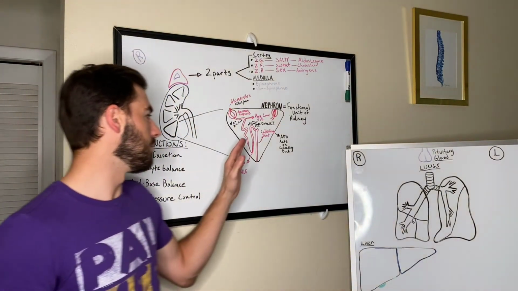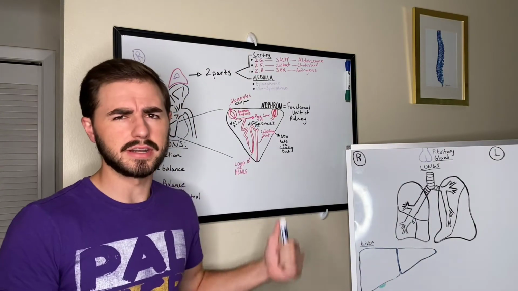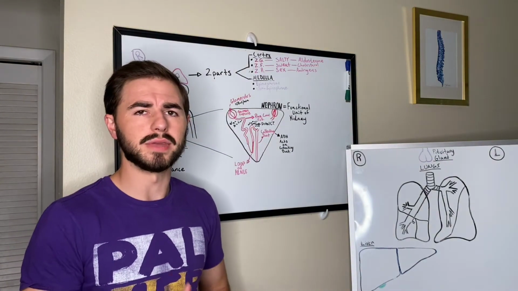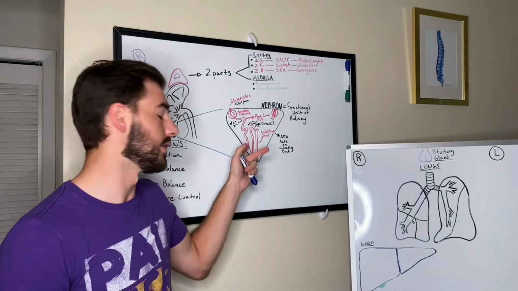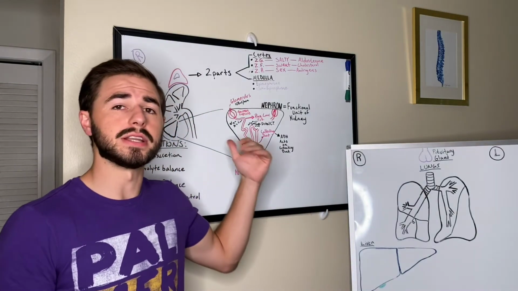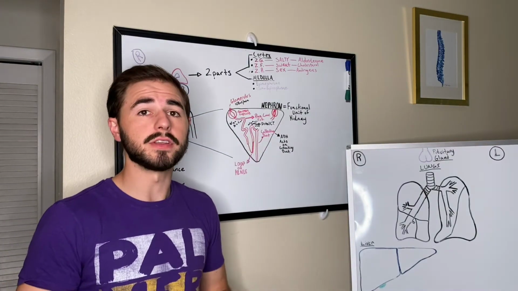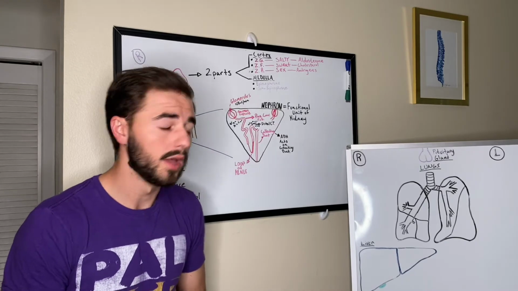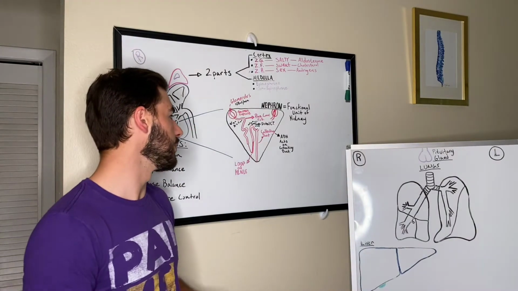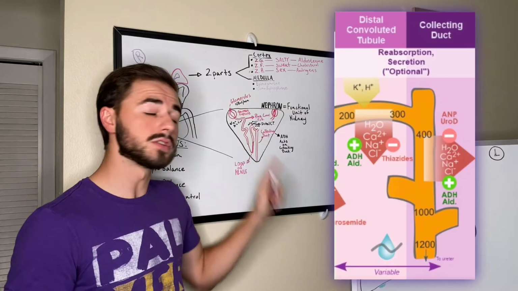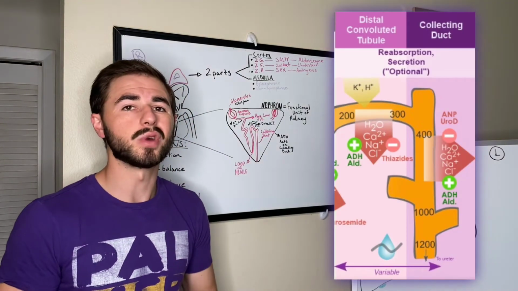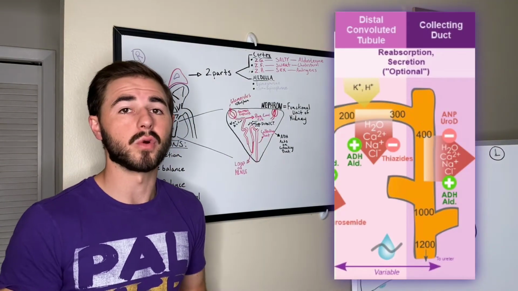So now that we know that, there are some other things I didn't mention. If water is being reabsorbed in the descending limb, I also didn't mention that in the proximal tubule there is about 50% water reabsorption as well. Now, as we continue through the distal convoluted tubule, this is where other things are going to be reabsorbed or excreted again.